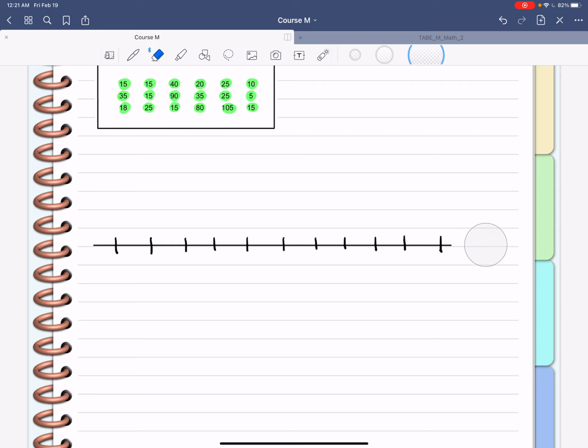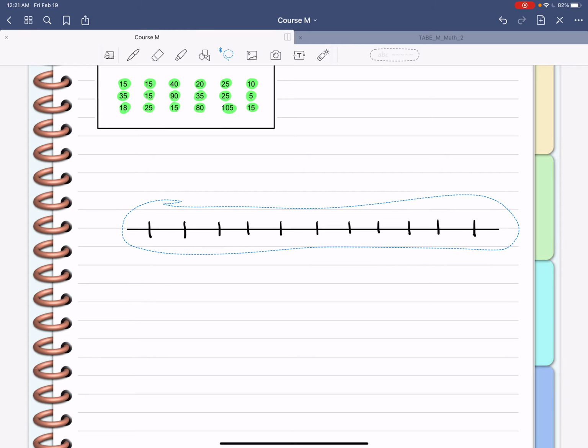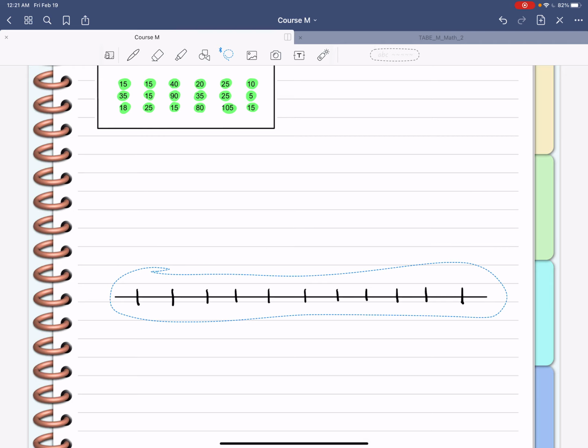So again, I would use a ruler if I had access to one and could do that, but I don't. So I'm doing the best I can here. If you need to stop your video and make this with a ruler, that's fine.